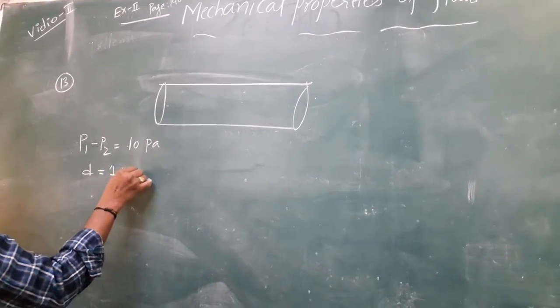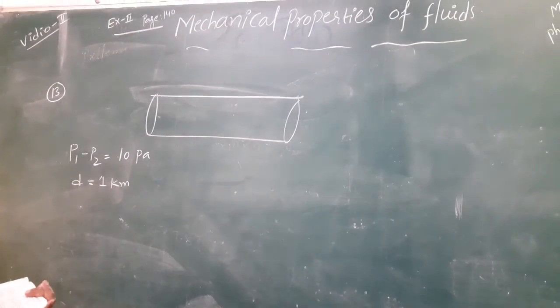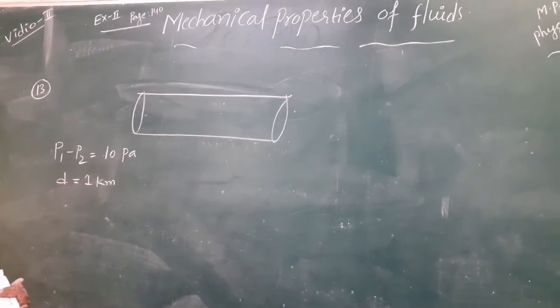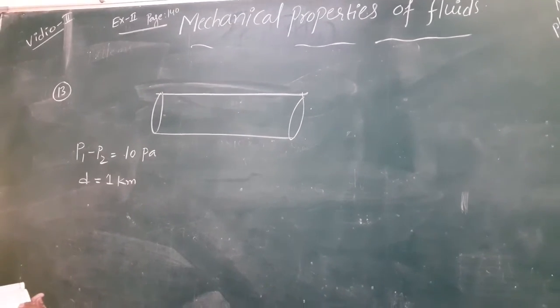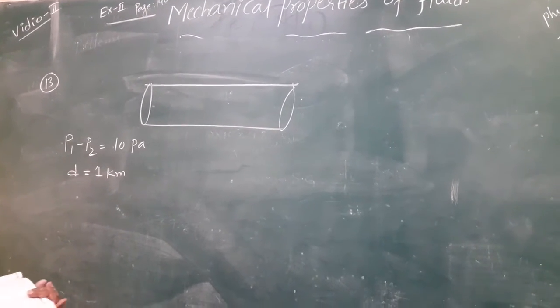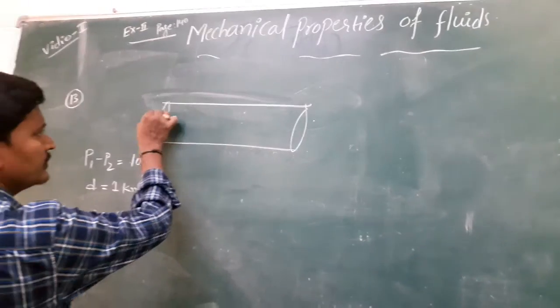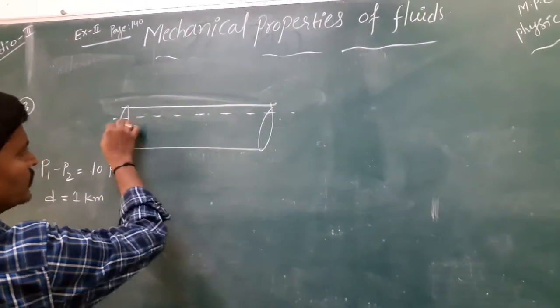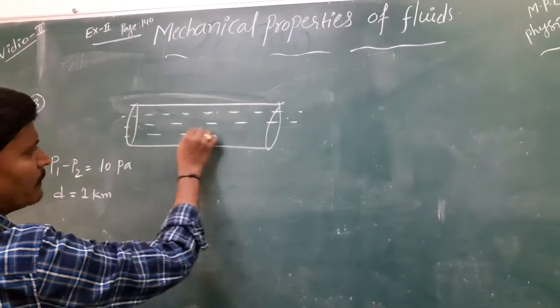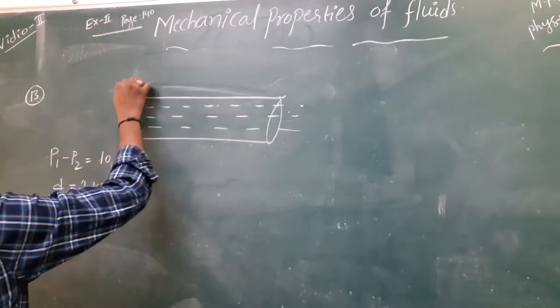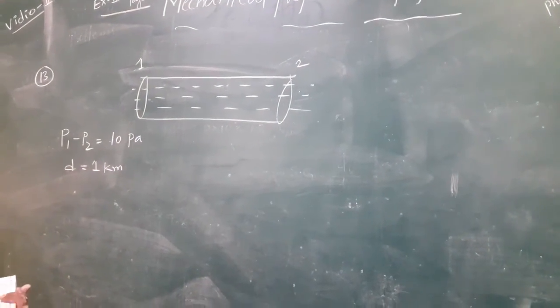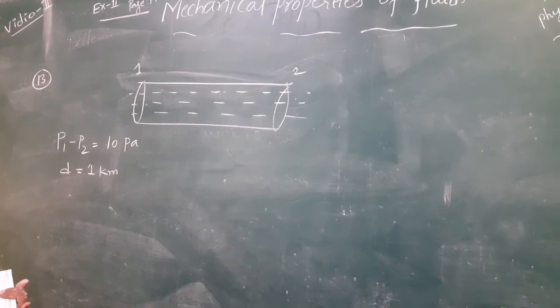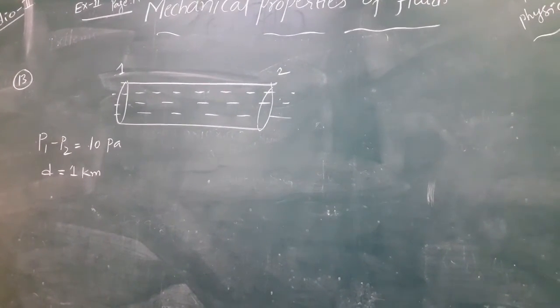The distance d is equal to 1 kilometer. Next, calculate the change in kinetic energy per unit mass of the oil when the oil flows from one point to another point. Oil is flowing through this tube from point 1 to point 2. Then calculate the kinetic energy of this oil.